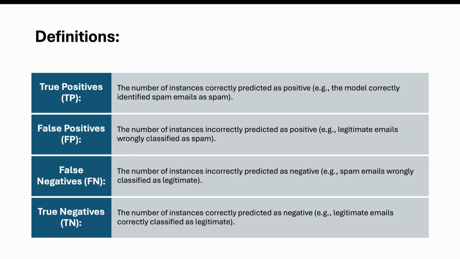Now what is false negative? The number of instances incorrectly predicted as negative. For example, spam emails wrongly classified as legitimate. I told it this is a spam email, I put the expected result as spam, but my model says this is not spam, this is legitimate. This is called a false negative. And what is true negative? The number of instances correctly predicted as negative. Legitimate emails are correctly identified as legitimate. I expected legitimate, and the model also gave legitimate.